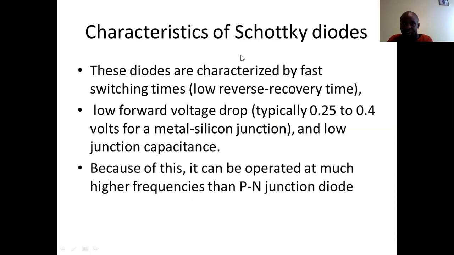What are the characteristics of the Schottky diodes? They are usually characterized by fast switching. They can switch very fast because just a very small voltage, typically 0.25 to 0.4 volts, as opposed to a normal PN junction, which requires somewhere between 0.3 to 0.7 volts for it to be in forward bias mode. Another characteristic is that they can be operated at a much higher frequency than the usual PN junction.